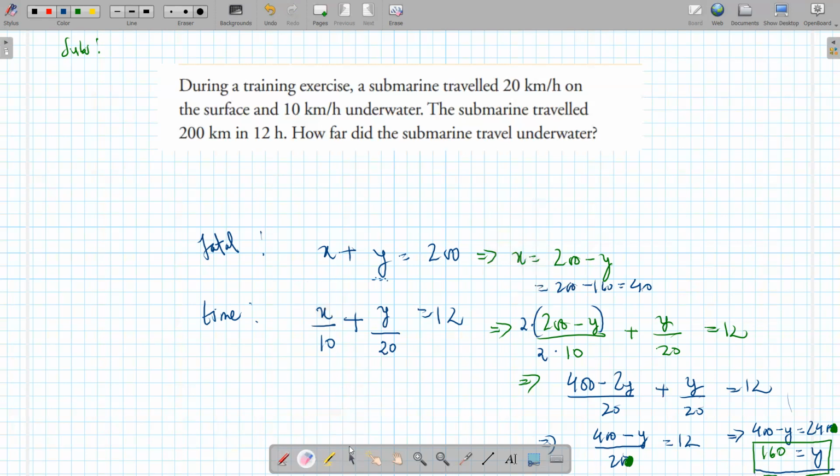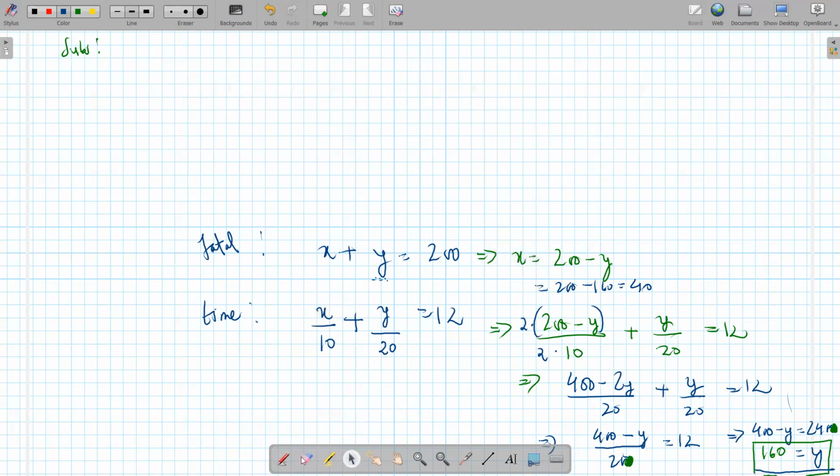Now let's look at elimination. To do elimination, you need them to have the same coefficients. What's the coefficient of x here? 1. What's the coefficient of x in the second equation?